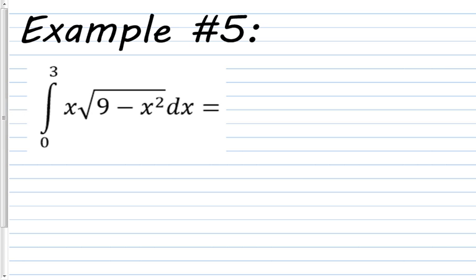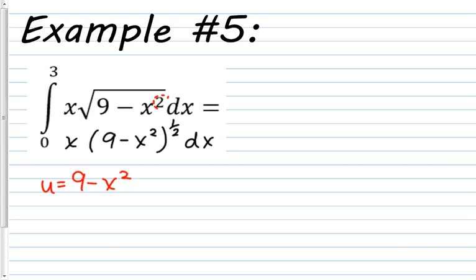Once again, don't be alarmed with the square root. It's not a big deal. If you want to rewrite this, recall the fact that a square root can be rewritten as just an exponent of 1/2. This is the same thing. Now look at this and figure out what is the derivative of what. So u is going to be 9 minus x squared.